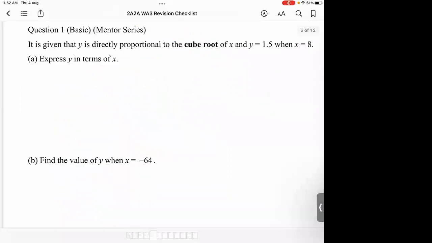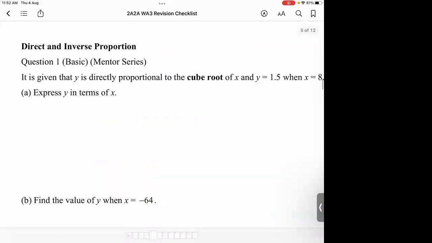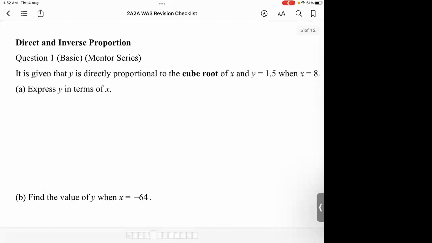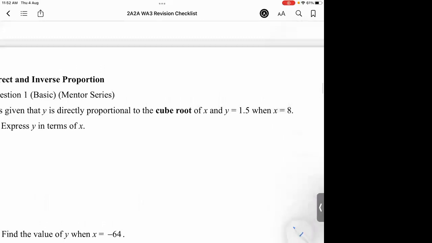Okay, directly proportional. Oh, two of your pen ink line. Use pencil also can. Okay. Next one, direct and inverse proportion. So before we begin about direct and inverse proportion, let us do a quick review.